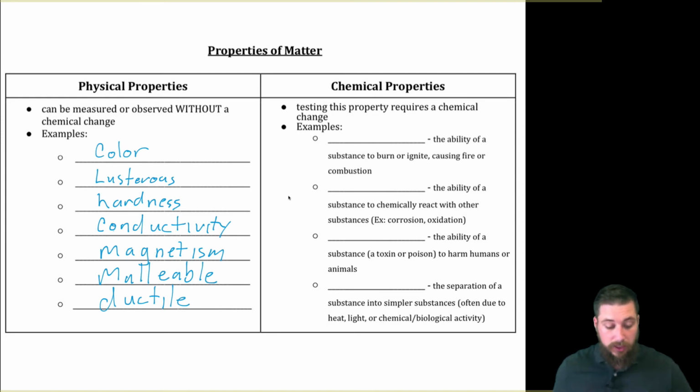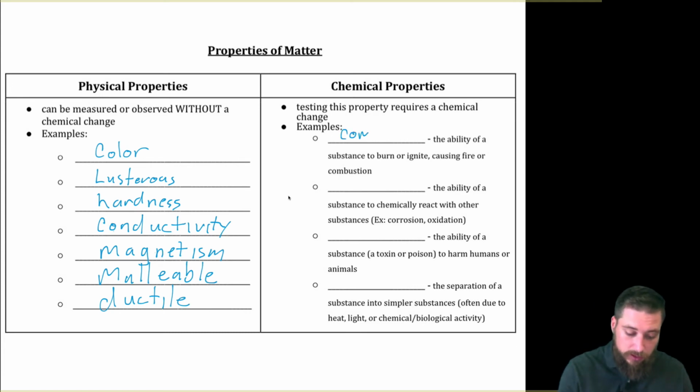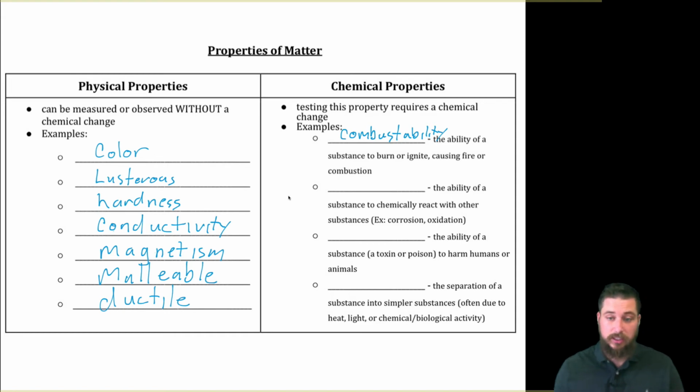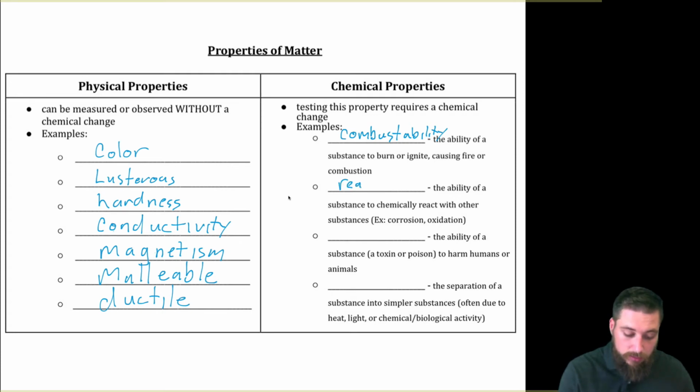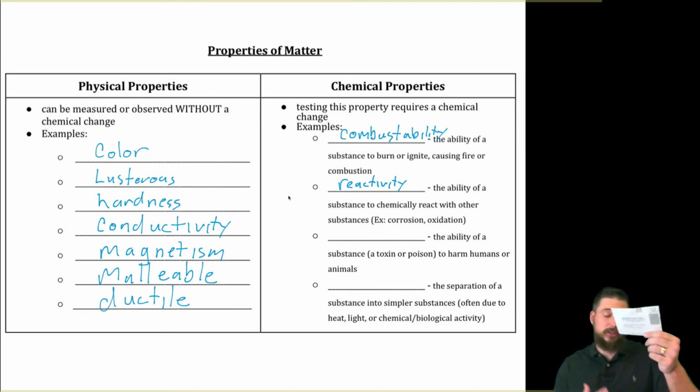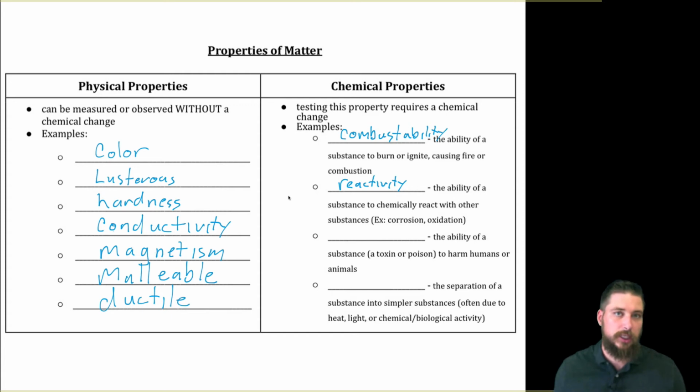Now some examples of chemical properties. Again, a chemical property is when you observe it, it's changing. So combustibility is an example of that. It's the ability of a substance to burn or ignite. Reactivity is an example. If you were to leave this just sitting on the table, it's not necessarily going to rust, but if you were to leave maybe a piece of metal on the table over time, it will rust, and so that's a different type of reactivity.